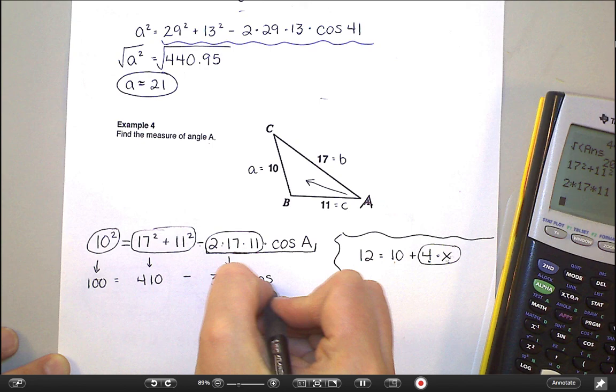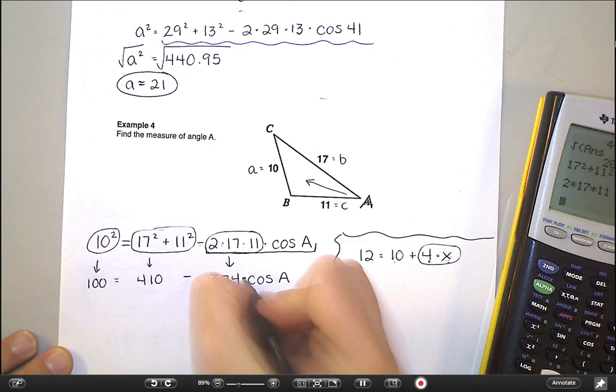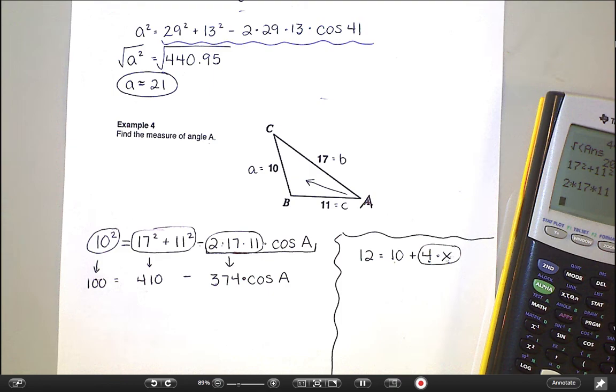cosine A. Now remember, still make sure that you don't fall for the trap here. We simplified this, and I have some people every year who are good at that, but then they still go ahead and subtract these numbers. If we were going to subtract these, we would have done it back here. This 374 is still glued to that cosine of A. So what I'm going to do instead is start moving things from one side of the equation to the other.